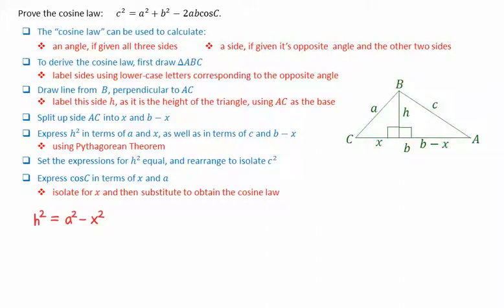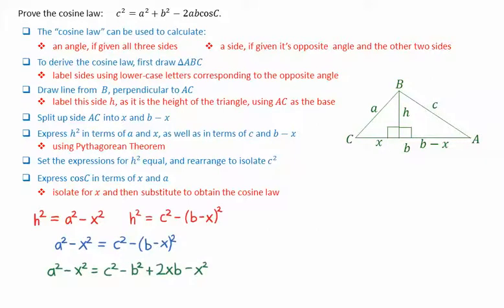First of all, H squared is equal to A squared minus X squared. In this case, we're using the left side right triangle. And H squared is also equal to C squared minus B minus X all squared. This corresponds to the right triangle on the right side. Since these expressions are both equal to H squared, we'll set them equal. A squared minus X squared equals C squared minus B minus X all squared.